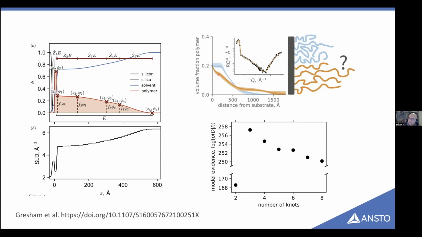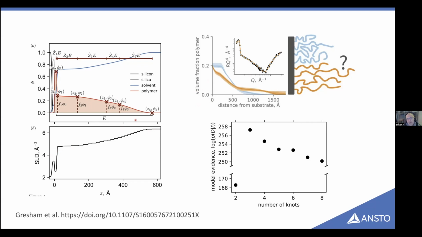And we model this volume fraction profile, over here on the left-hand side, typically using a spline system. This interpolating spline allows us a wide variety of flexibility in our volume fraction profile. So you can take on a wide variety of different volume fraction profiles, which can then be converted to a scattering length density profile.